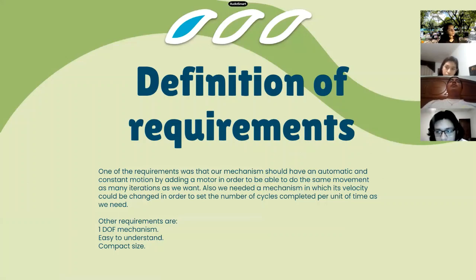Now for our definition of requirements. One of the requirements was that our mechanism should have an automatic and constant motion by adding a motor in order to be able to do the same movement as many iterations as we want. Also, we needed a mechanism in which its velocity could be changed in order to set the number of cycles completed per unit of time as we needed. As was mentioned before, it should have 1 degree of freedom, it should be easy to understand, and it should have a compact size.